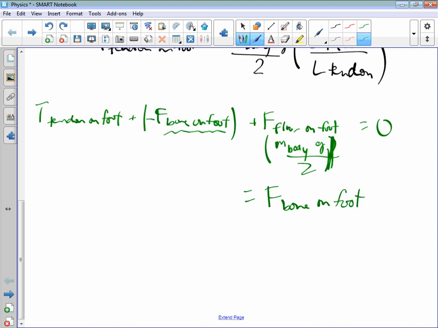And then the other terms would have to be on the left. Well, they already are. Tension of the tendon on the foot. And then I'm going to replace force of floor on foot with this. So plus mass of the body times gravity over 2. That's going to be our second equation that we're going to use. Between those two equations, we're going to take care of what we need to know.